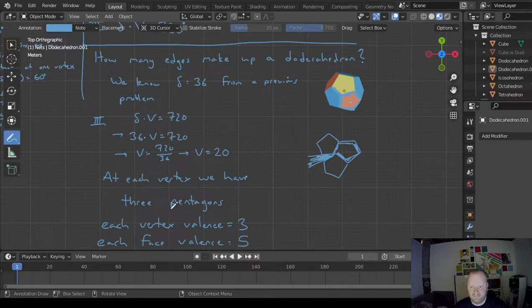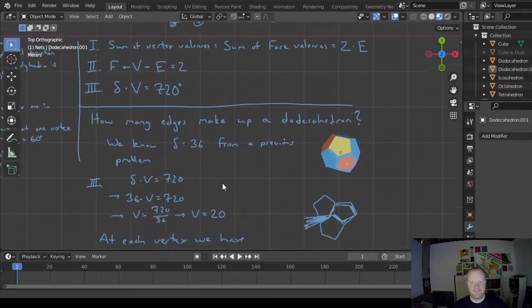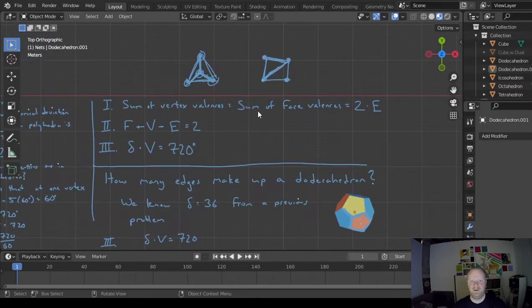So you can abstract this and say, if you can tell me what's happening at each vertex, right? We've got 3 pentagons. This 3 here tells you what your vertex valence is. The fact that this is a pentagon at each of these faces tells me what your face valence is. Right? So, anyway, looking at the formula that we've got up here, this says the sum of the vertex valences is equal to the sum of the face valences is equal to 2 times the number of edges.